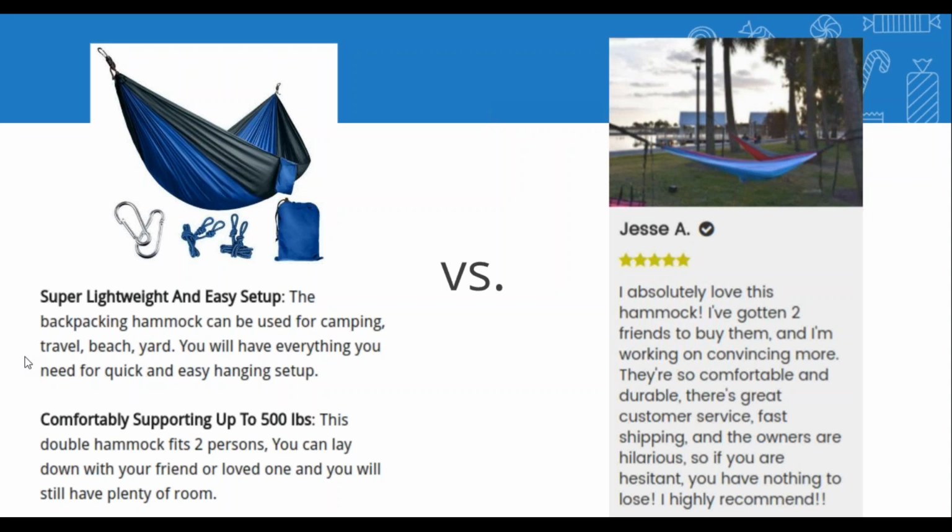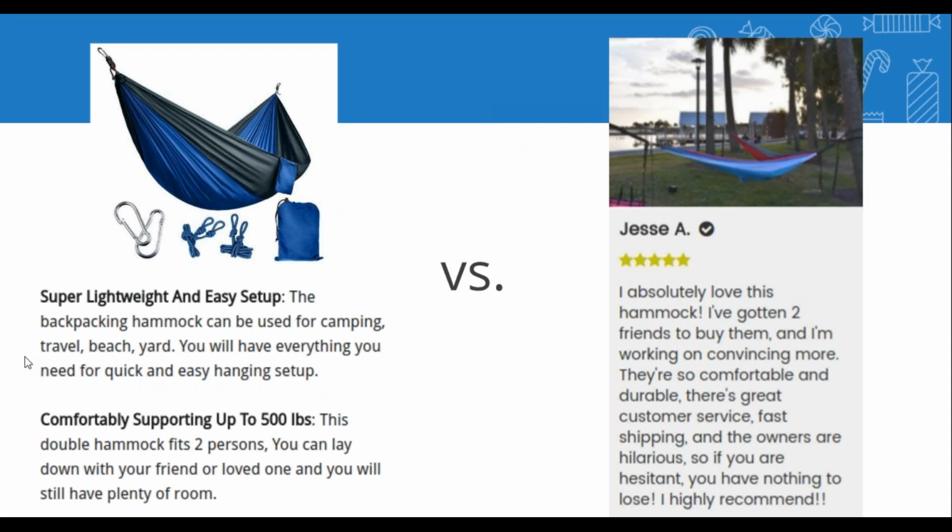You have the copy, which explains that the hammock is super lightweight. It's easy to set up. It tells you where you can use it. It tells you it's comfortable. It can support up to 500 pounds. These are the features, and this is the value proposition that the e-commerce store owner thinks the hammock has.